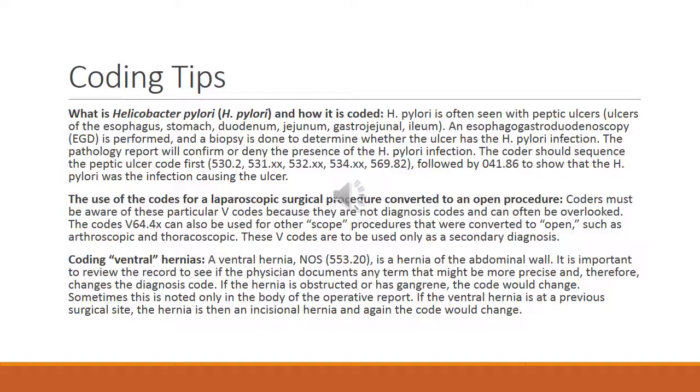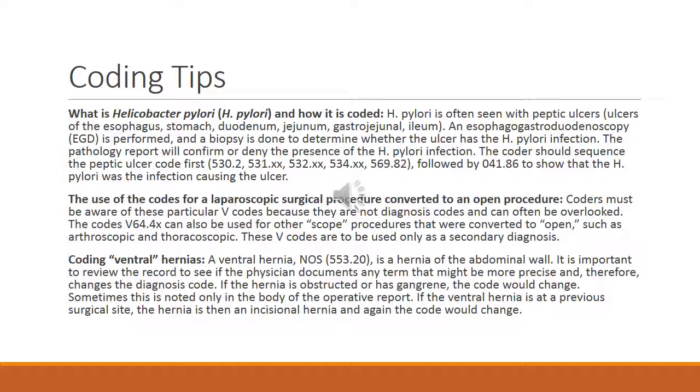Next, the use of the codes for a laparoscopic surgical procedure converted to an open procedure. Now, coders must be aware of these particular V codes because they are not diagnosis codes and can often be overlooked. The code V64.4X can be used for other scope procedures that were converted to an open procedure, such as arthroscopic and thoracoscopic. These V codes are to be used only as a secondary diagnosis.